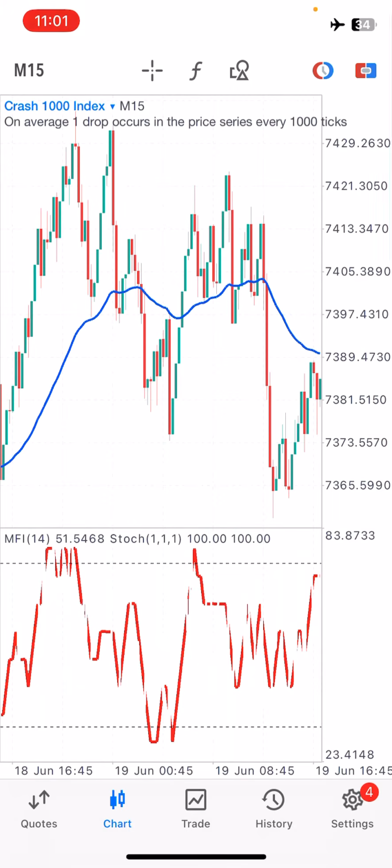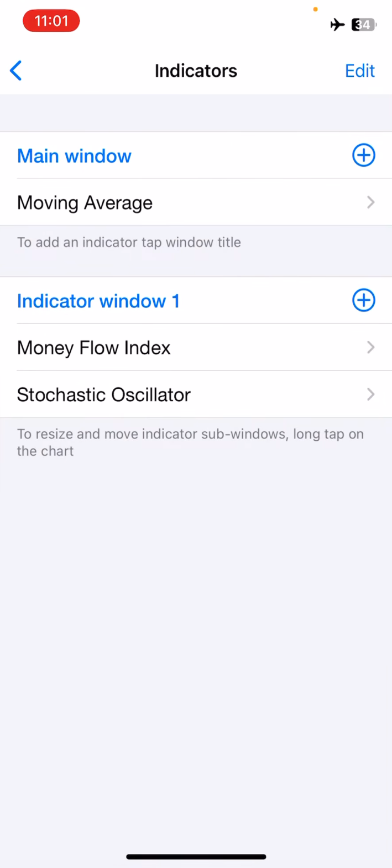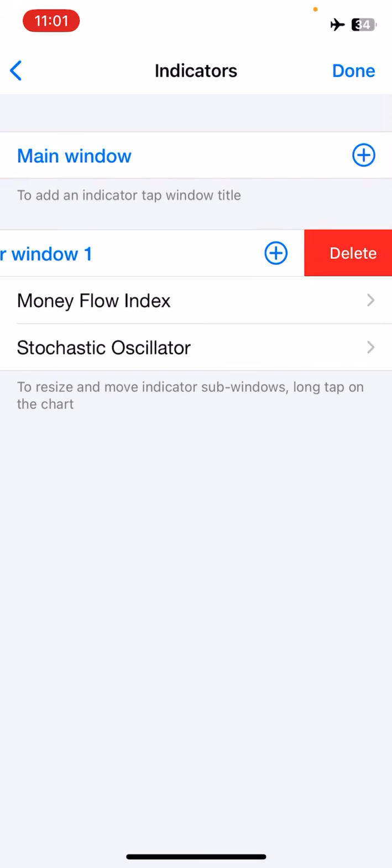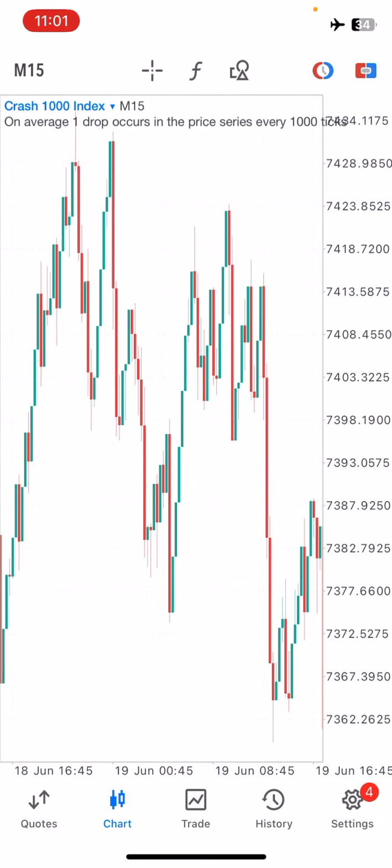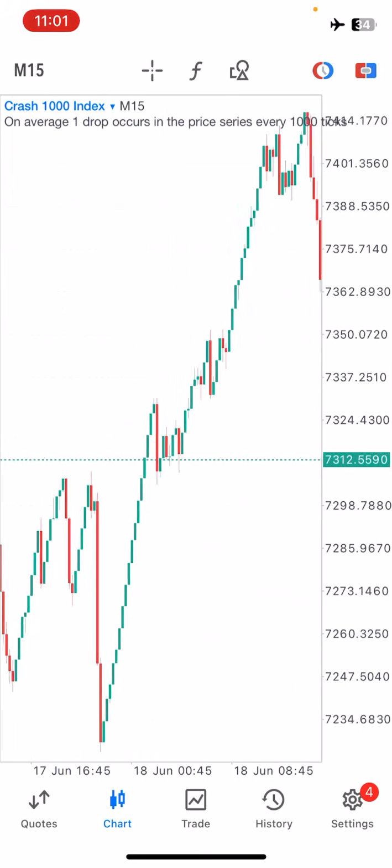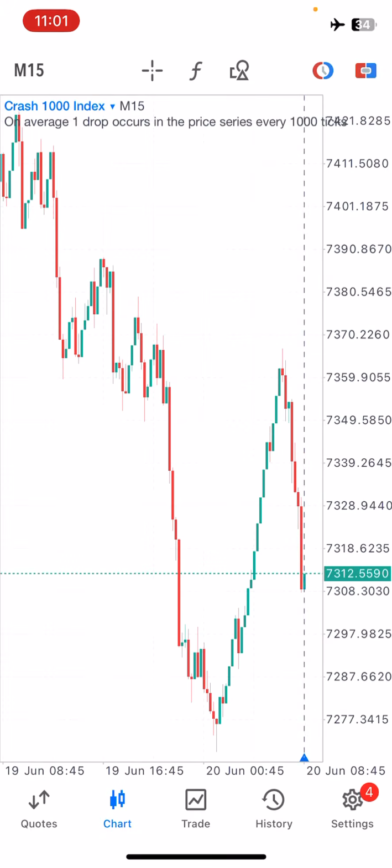So what I'll do right now is I'll remove all these indicators so that we'll have a step-by-step process together of installing the strategy. Okay, as you can see now, I have a blank chart. I am on crash 1000 and this is my 15-minute time frame.